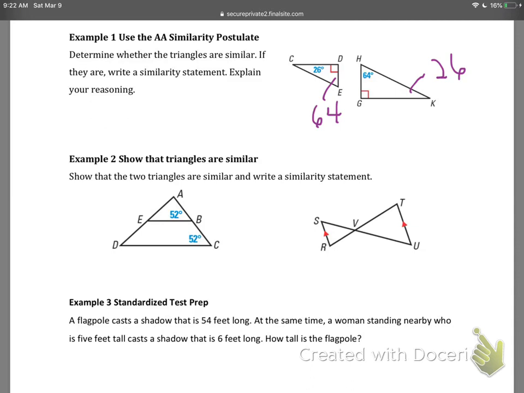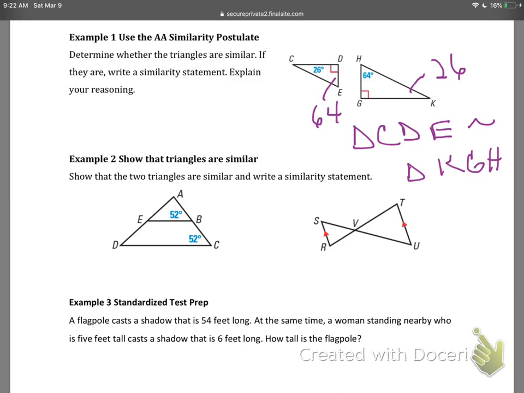So once I establish that the angles are all equal, by AA, I have a similarity postulate. So let's write our similarity statement. It looks to me like angle C is going to be congruent to angle K, and angle D is the right angle, that goes with G, and angle E, that's the 64, goes with H. So these are the triangles in the proper order to indicate the similarity postulate.